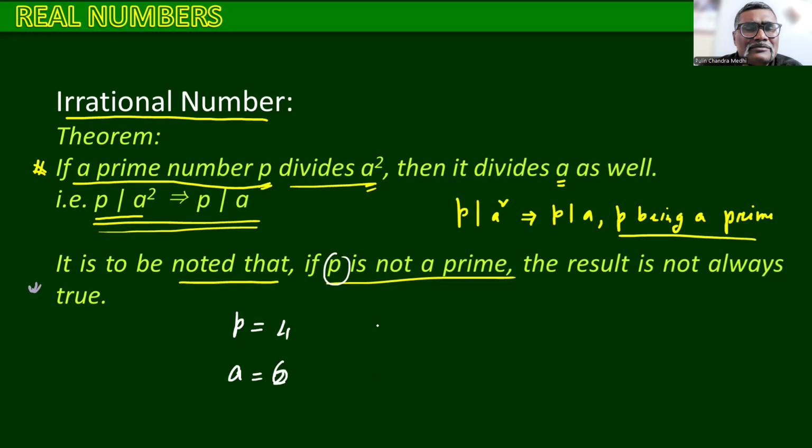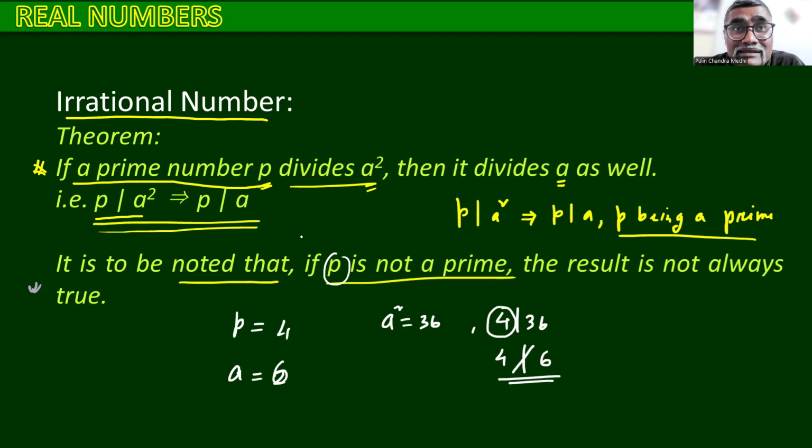So you can easily see A square is 36 and 4 divides 36, right? But 4 is not dividing 6. And this mishap occurs because I have started with a number which is not a prime. This result will always be true if it is a prime. And these things actually come from the prime factorizations of integers with the help of the fundamental theorem of arithmetic. So this is a very important theorem.